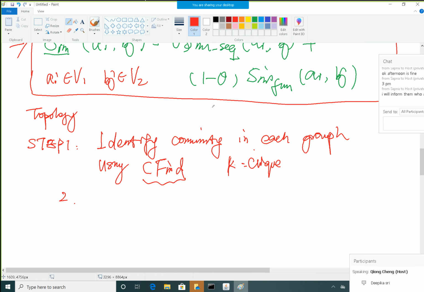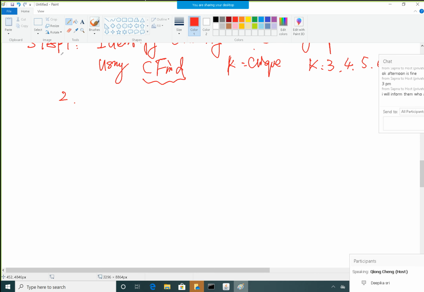And this K could usually start from 3, 4, 5, 6, corresponding to that K cliques, right? And then this is after they identify the similarity scheme and do the topology similarity set. So this is what they work on now. And after that, it determines the highest score.